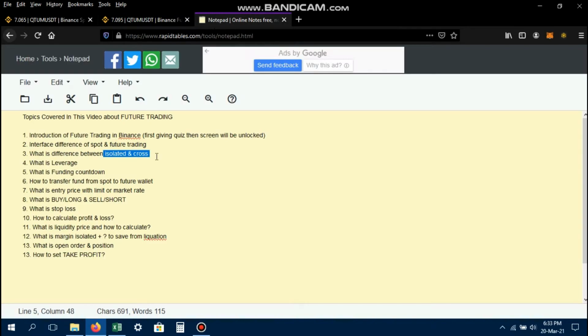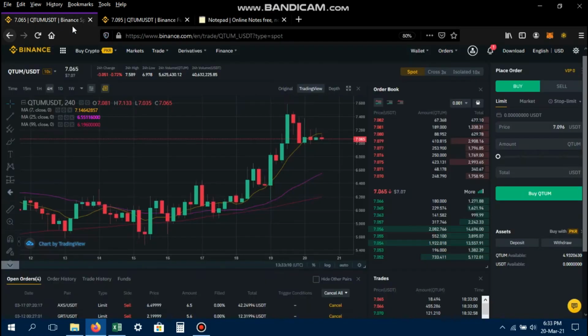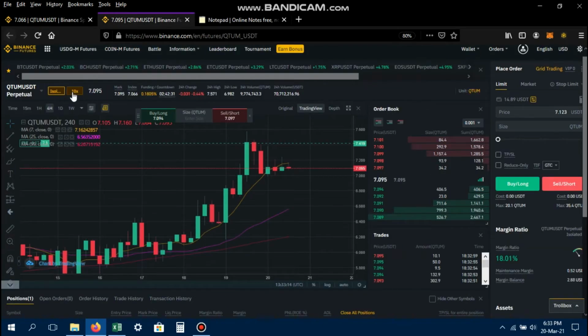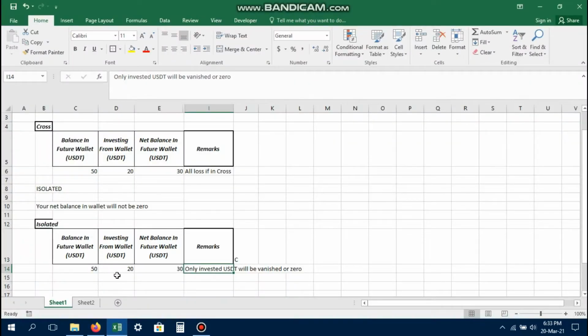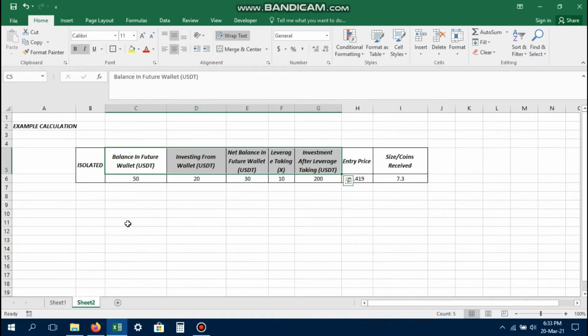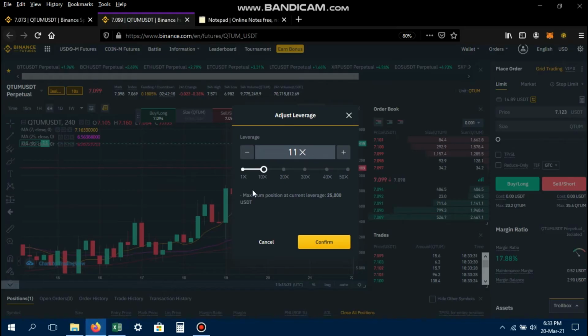Now what is the fourth question? What is leverage? Leverage is over here, and just leverage. Now I'll tell you that. Now this is the example. What does leverage do?